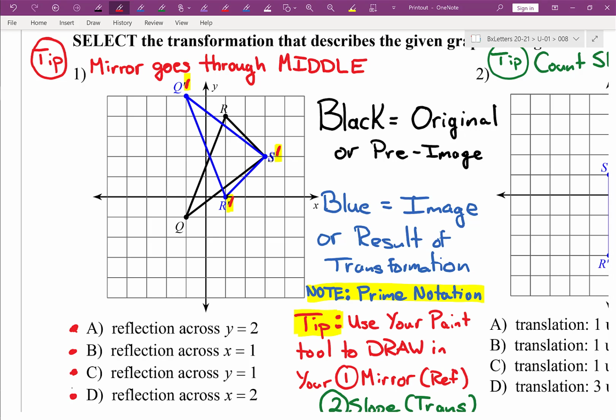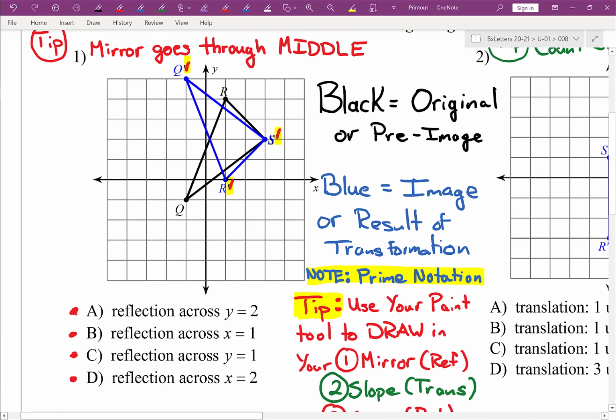All right, so when you're dealing with a reflection type of question, what I can tell you to do is draw in the mirror. The mirror is always going to go through the middle of the two shapes. I can see that the middle is right here. You can see that S is on the line, and you can see this symmetry. See how there's half of the blue above and half of the blue below, and then it's repeated for the black?